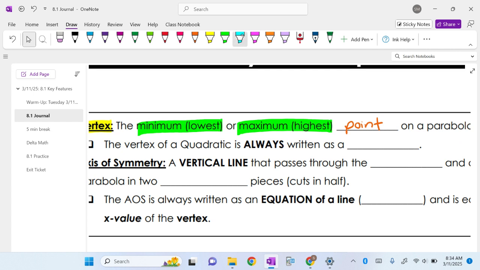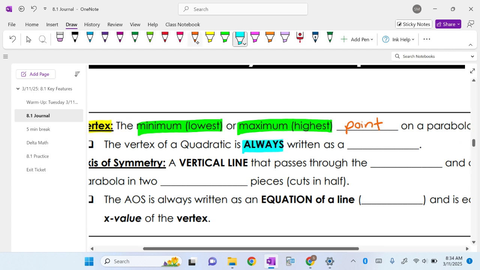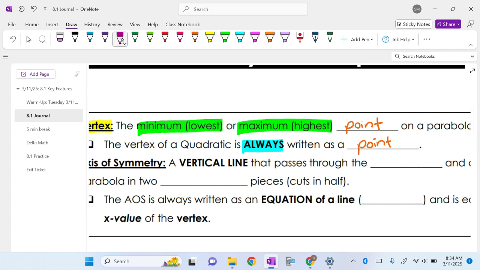The vertex is also always written as a point. So your vertex is a flat out point. You have to write it as a point (x, y). All right. So it's either the highest or lowest point on the graph, depending on what the graph looks like. And it may sound like it'll be complicated to find, but it's really not.